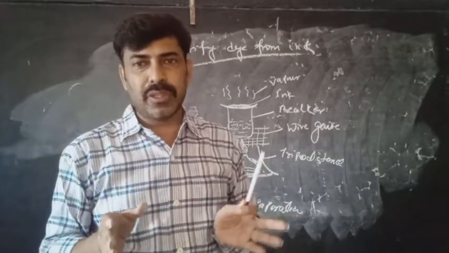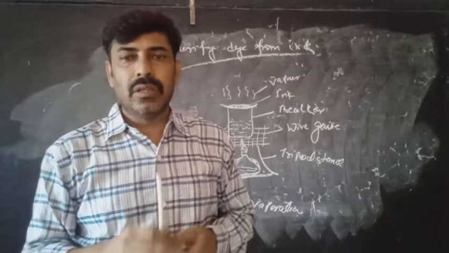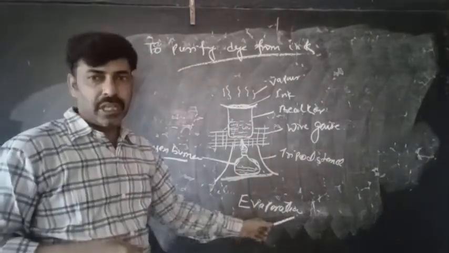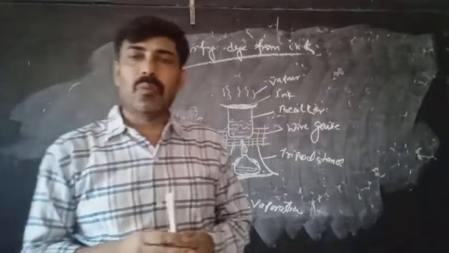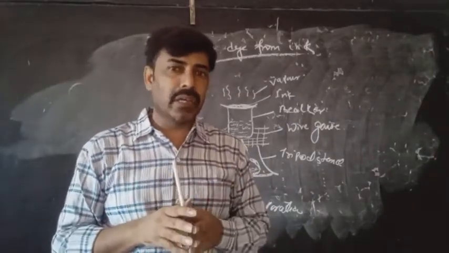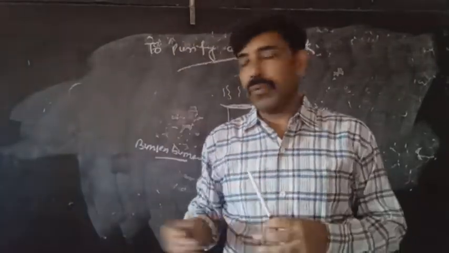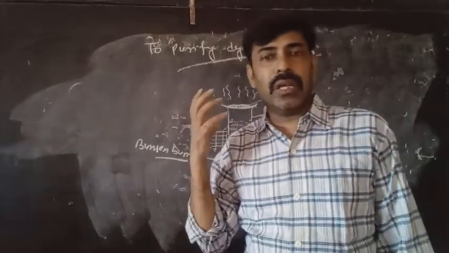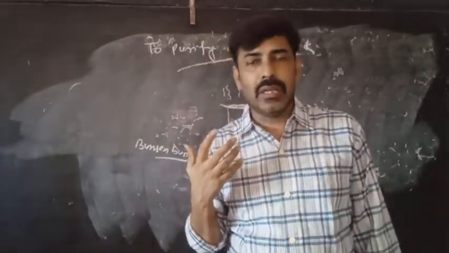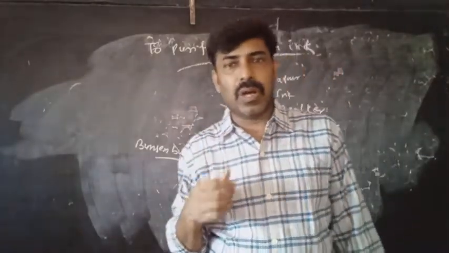This is one of the easiest methods for the purification of the dye. The name of the process is evaporation. You can ask why we are not heating the material directly. We can heat the ink directly with the help of the flame. Why are we making this type of arrangement? Why are we heating with the help of water? Why are we heating by keeping the substances on top of the beaker filled with water?